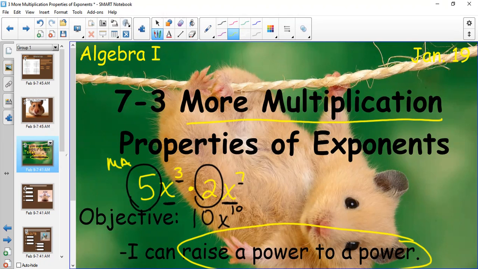Today, it's going to look like maybe we take just that first part, 5x to the third, and we raise the entire thing to a power. So it looks very similar, but on Fridays, we were multiplying two monomials together. Today, again, one monomial raised to a power. Okay, so that's the difference between yesterday or Friday versus today.